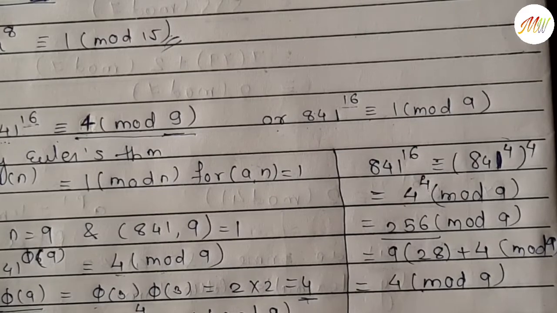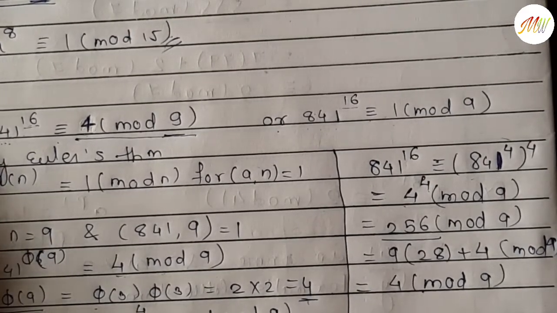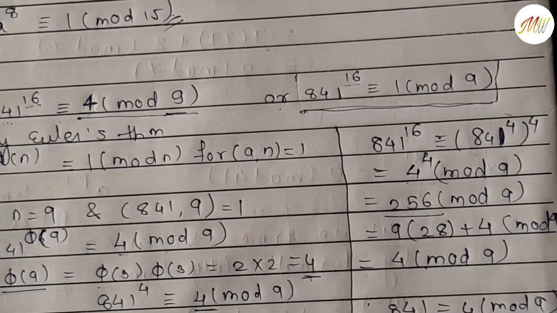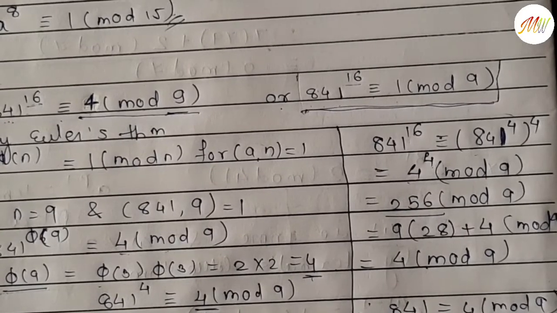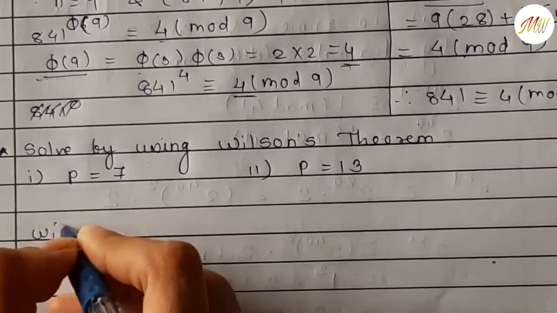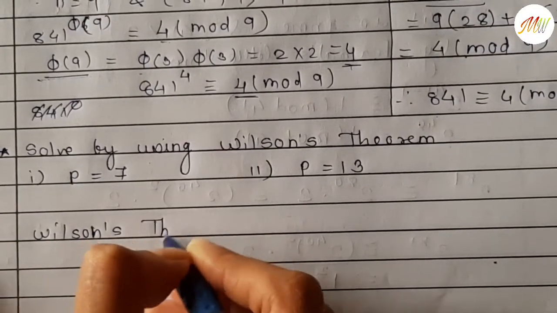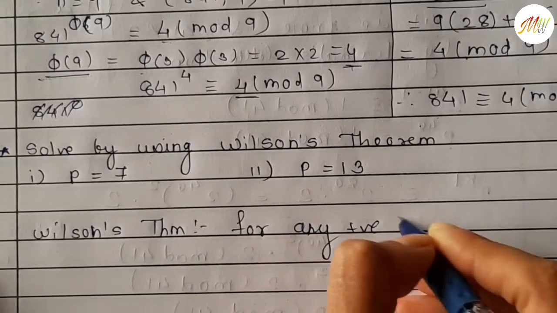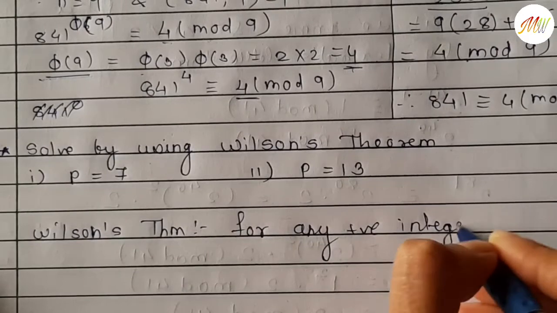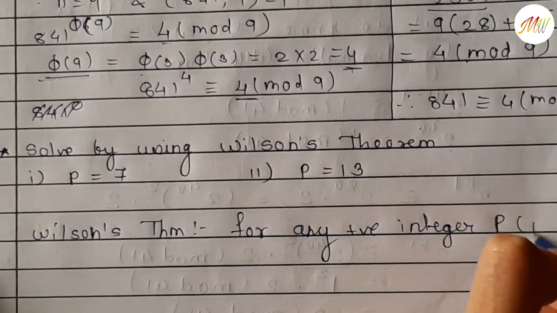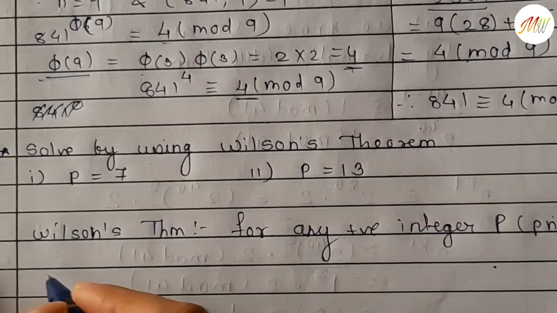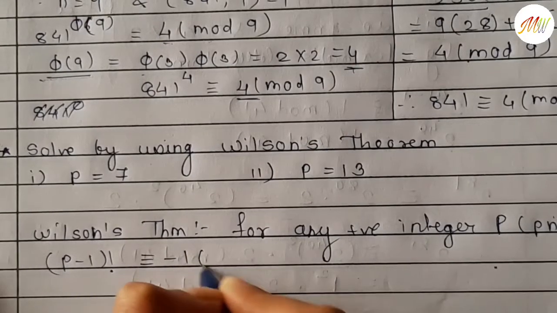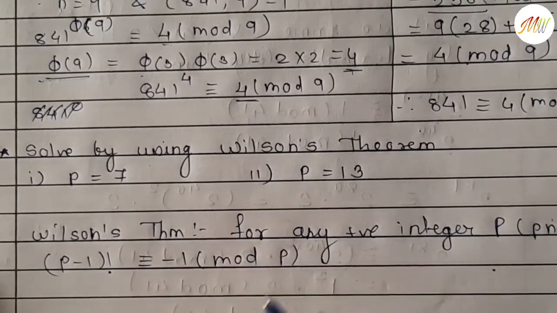I hope you understand how we use Euler's theorem to prove this. Now we will see Wilson's theorem. Okay, first of all, what is Wilson's theorem? So here we write Wilson's theorem: for any positive integer p that is prime, p minus 1 factorial is congruent to minus 1 mod p.